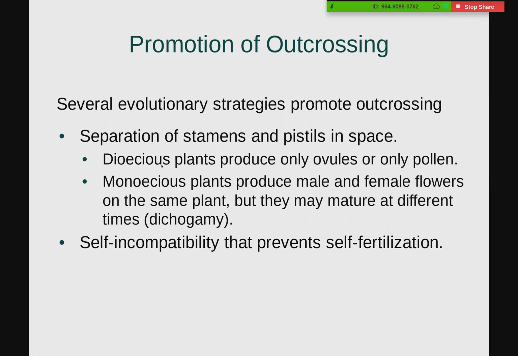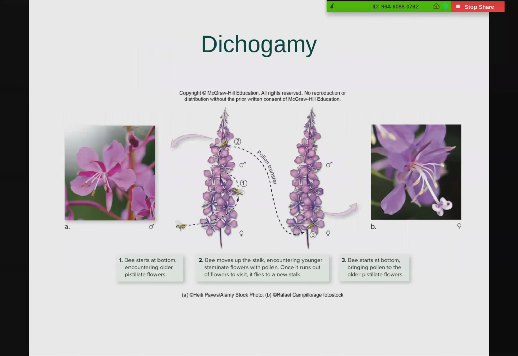Now, outcrossing is promoted by several evolutionary strategies, including the separation of stamens and pistils in space. So, in particular, dioecious plants produce only flowers with ovules, or pollen. So, remember, these are plants that are either fully male or fully female. Or we have monoecious plants that produce male and female flowers on the same plant, but they mature at different times. This process we call dichogamy. Then we also have this idea of self-incompatibility that actually prevents self-fertilization. So we have these three mechanisms that promote outcrossing, preventing inbreeding.